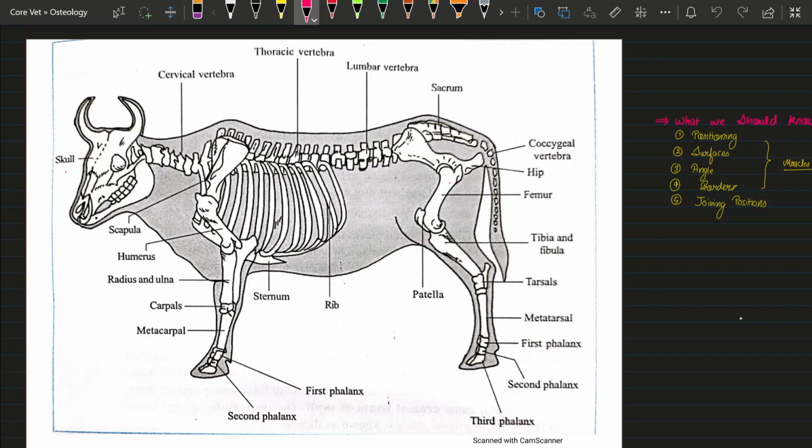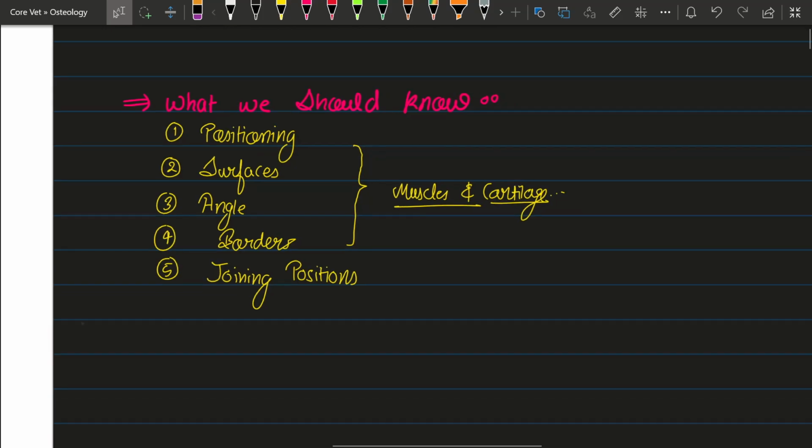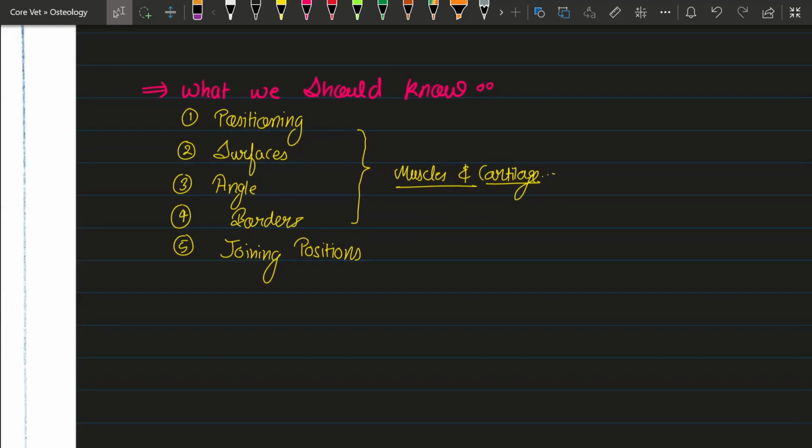From now onwards, we will be starting our osteology. We will be discussing the osteological segment of anatomy, in which we are going to study all the bones in an animal body. Before starting the description of all the bones, there are certain things you should remember while writing a description of a bone. First of all, you should follow these steps.